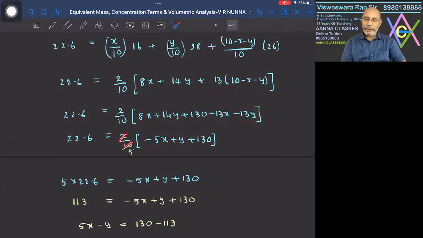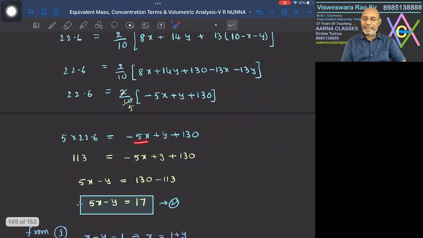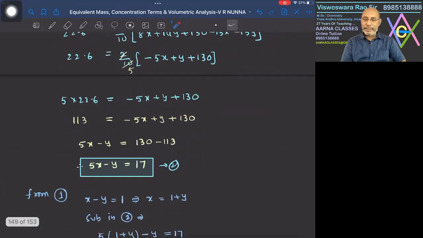This also I simplified, 2 one times, 2 five times. I will take 5 this side. So 5 into 22.6 is equal to minus 5x plus y plus 130. So this I multiplied, I will get 113, and I will take minus 5x this side, so 5x, and plus y this side, so minus y, and 113 I will take this side. 130 is already there, 113 taken this side, plus becomes minus. I simplified this, that is 17, and I got equation number 2.